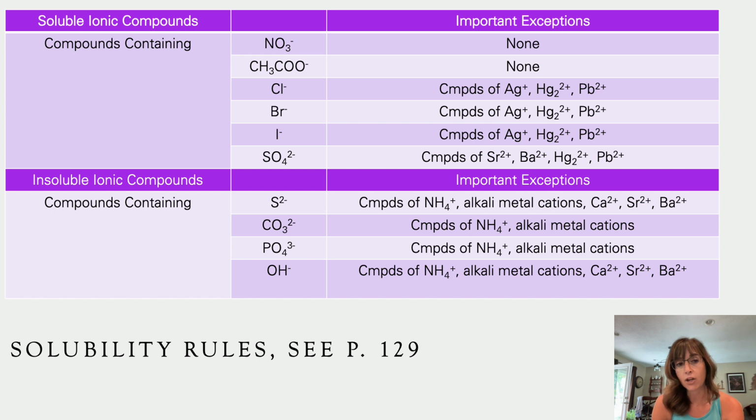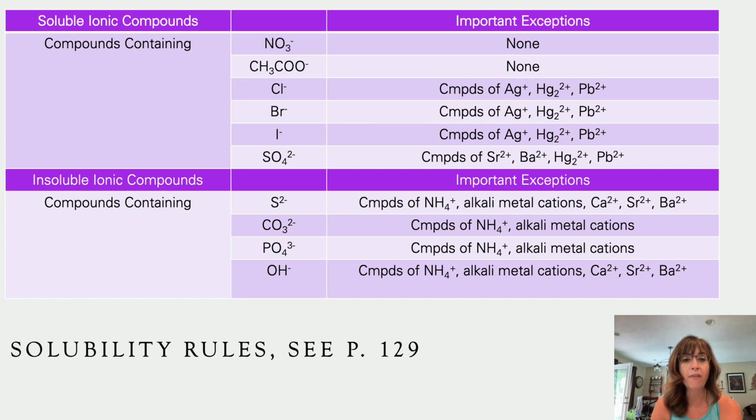If an ionic compound has nitrates, acetates, chlorides, bromides, iodides, or sulfate ions, they are soluble. All nitrates are soluble. Now there are some exceptions. So all nitrates, all acetates, soluble. Chlorides, bromides, iodides, most of the time are soluble. If they have silver, that particular mercury, remember mercury's got that other weird ion, or lead too, they're not soluble.